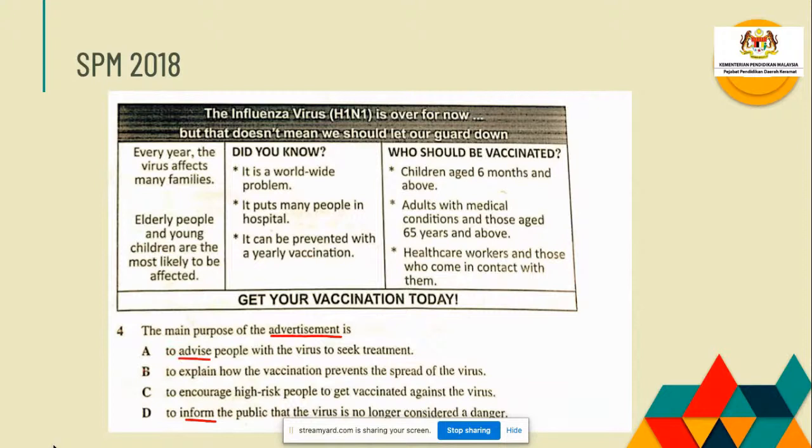So kita tahu, oh, adakah iklan ni fungsi dia untuk memberi nasihat? To advise people with the virus to seek treatment. Dia kata kalau orang tu ada virus, advise people with the virus maksudnya orang tu dah kena virus, okay, untuk mendapatkan rawatan. Seek ni maksudnya mencari ataupun mendapatkan rawatan. Okay. Yang kedua, dia bagi pilihan jawapan. Oh, saya dah bagi jawapan. Tengok tu, dia keluar terus.